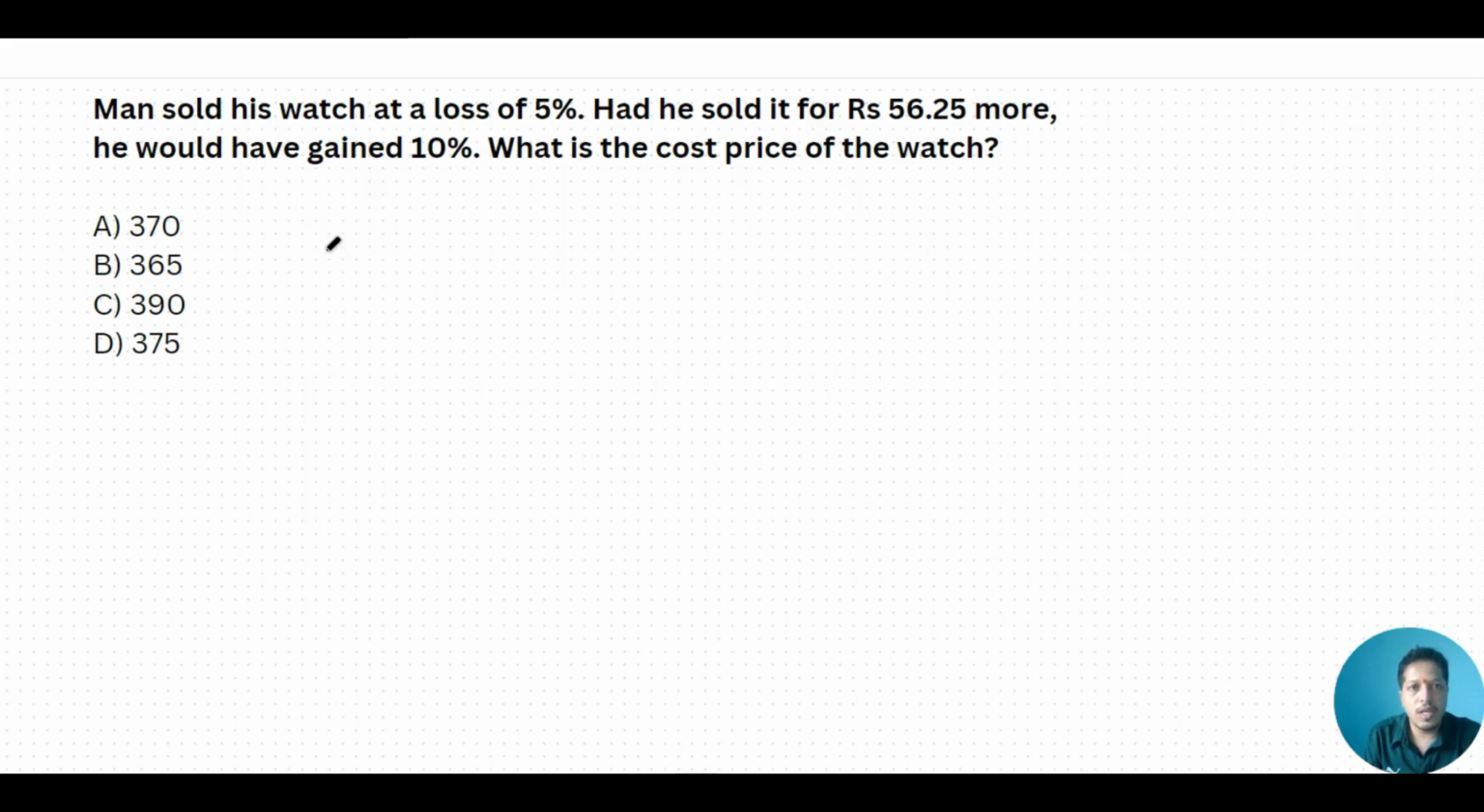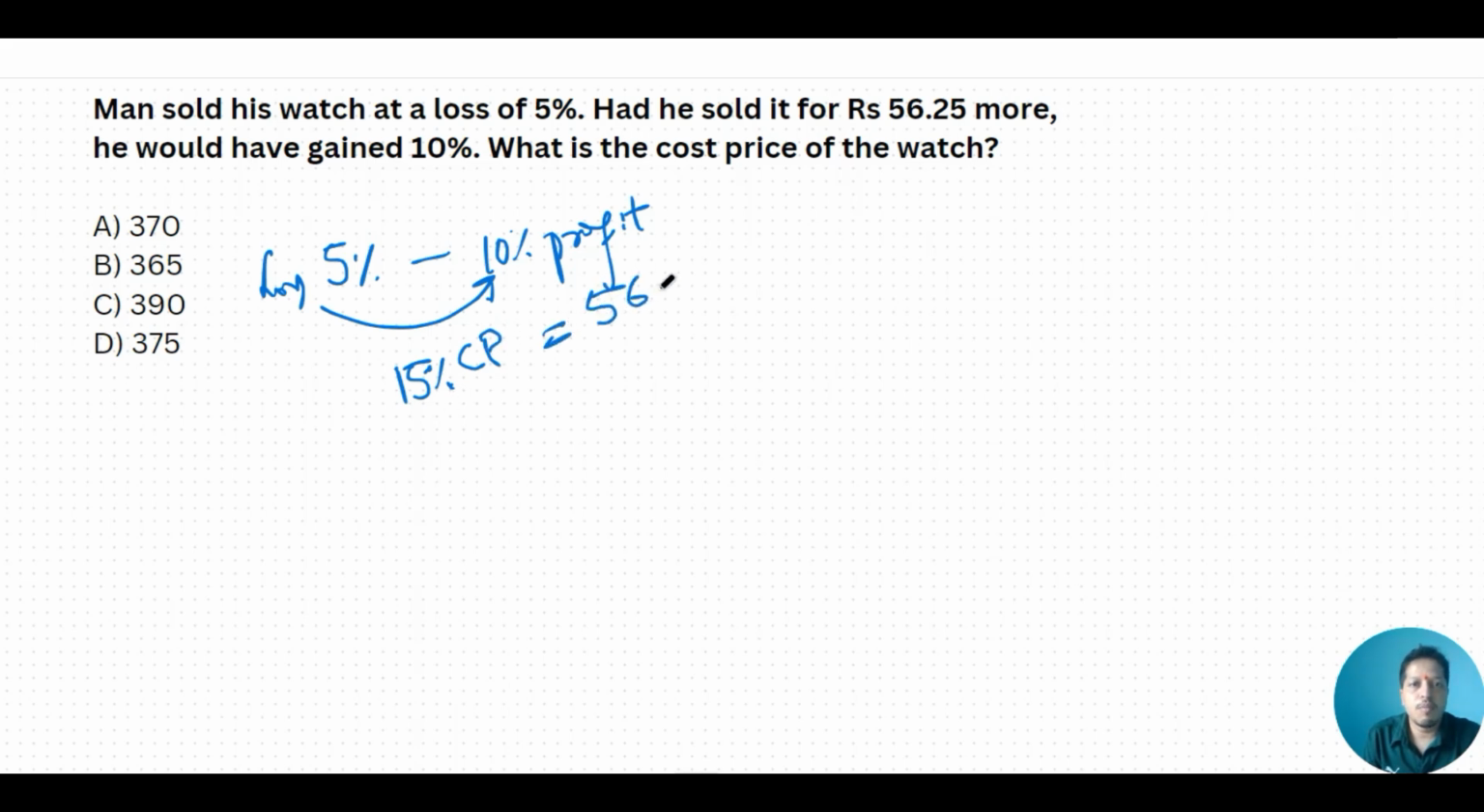See, he lost 5%, a loss of 5% to 10% profit. This is like 15% total, right? If you have to move from 5% loss to profit, you have to make 15% of cost price. Correct? This is equal to 56.25. Correct? That's what they're saying.